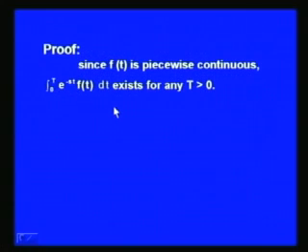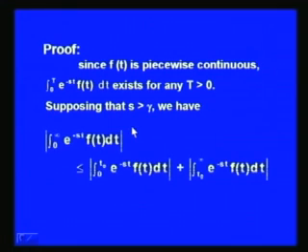Let us look at the proof of this theorem. We have assumed that f(t) is a piecewise continuous function, therefore, the integral over 0 to T of e to the power minus s t f(t) dt exists for any T greater than 0. Now, supposing that s is greater than gamma, we can write the modulus of the integral 0 to infinity e to the power minus s t f(t) dt less than or equal to the modulus of the integral 0 to t naught e to the power minus s t into f(t) dt plus the modulus of the integral t naught to infinity e to the power minus s t into f(t) dt. We break it into two parts, the integral over 0 to t naught and then t naught to infinity.